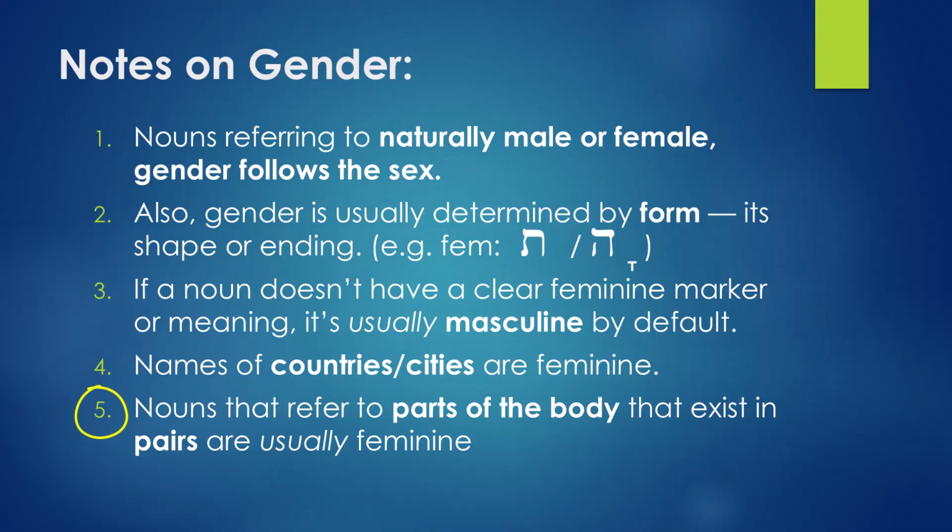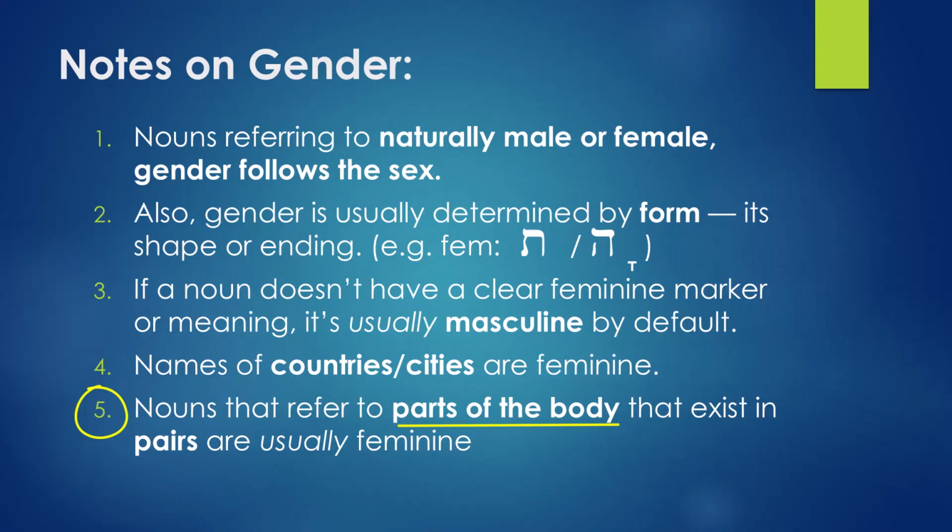Point number 5. Body parts that are appearing in pairs are going to be feminine. Here's why. Hebrew often treats things that work in connection or cooperation as feminine. And in contrast, things that stand alone and act independently are considered to be masculine. I'll say that again. Hebrew often treats things that work in connection or cooperation to be feminine. And on the other side, things that work independently, that stand alone, are considered to be masculine.